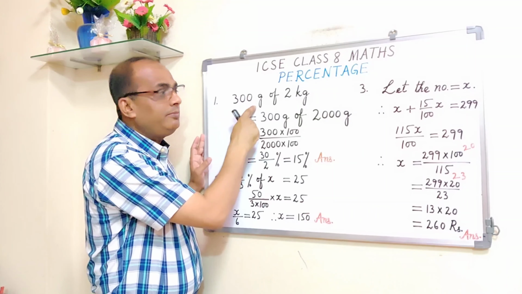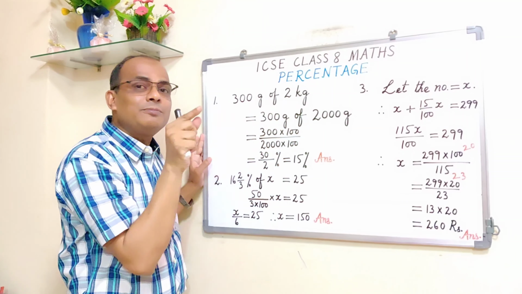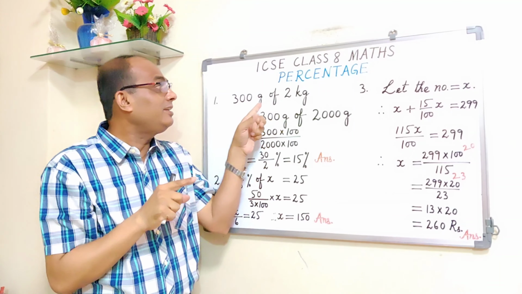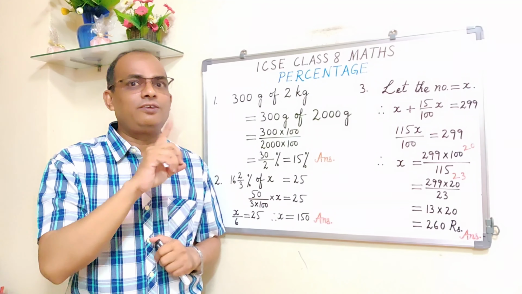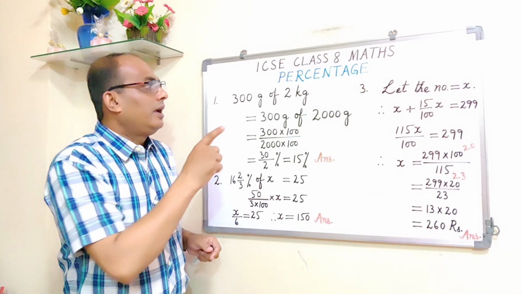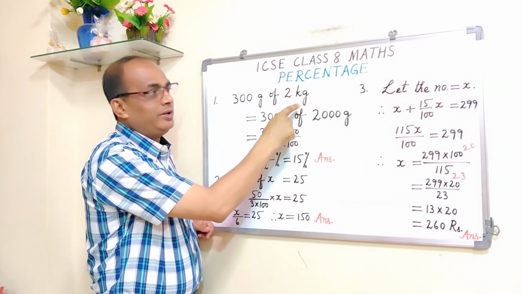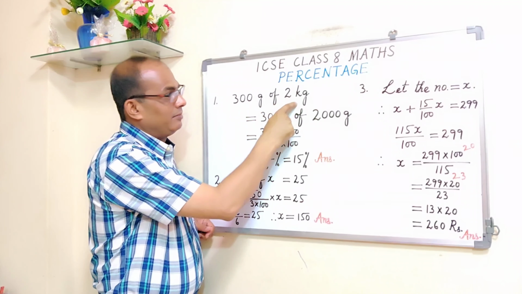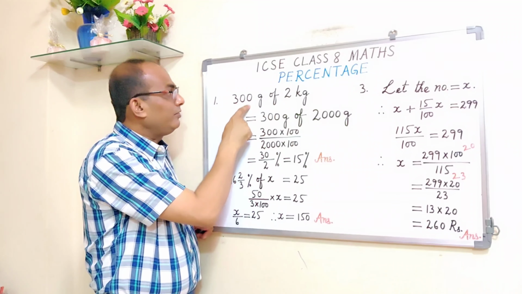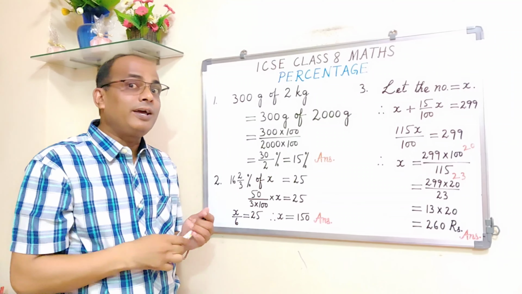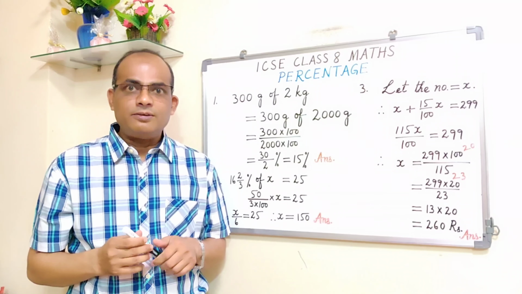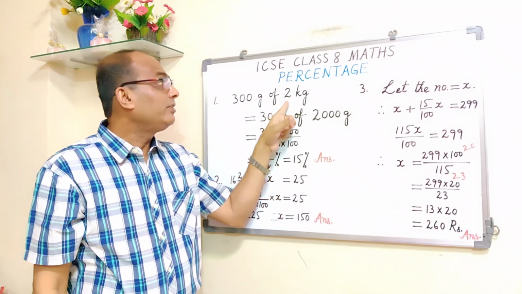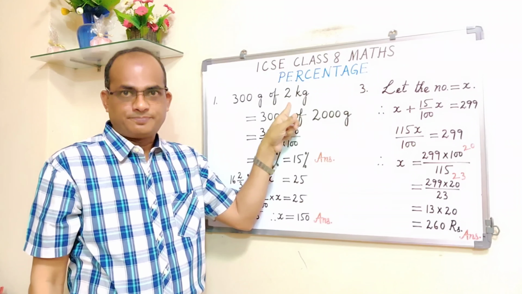Here the unit is gram, here the unit is kilogram. This is important in this question: both should be in the same unit. Please remember, this is very, very important. Gram, gram, kilogram, kilogram. Either you convert gram into kilogram by dividing by 1000, because 1 kilogram is 1000 gram, or you can convert kilogram into gram.